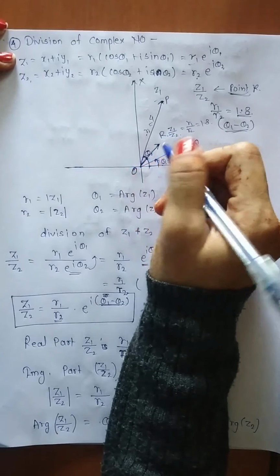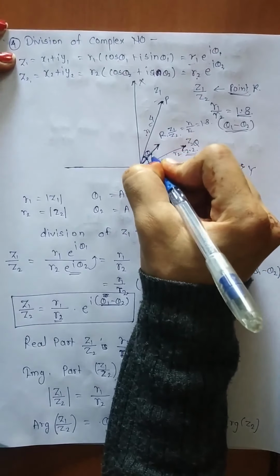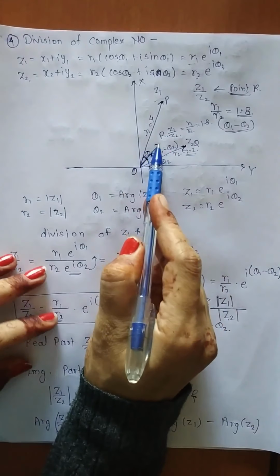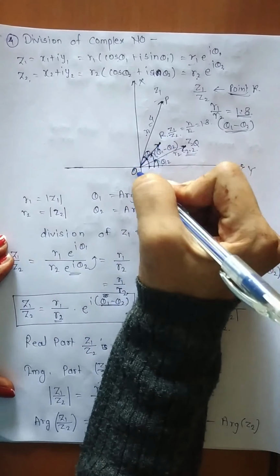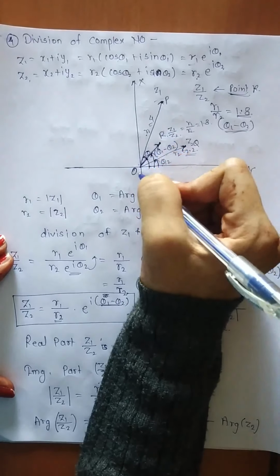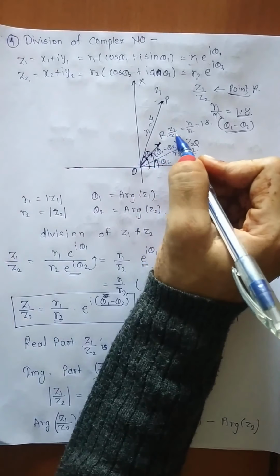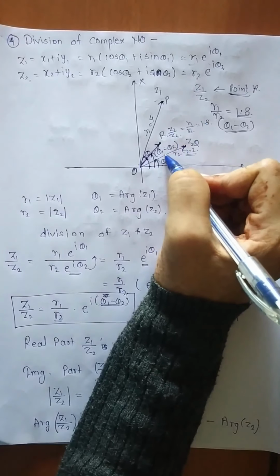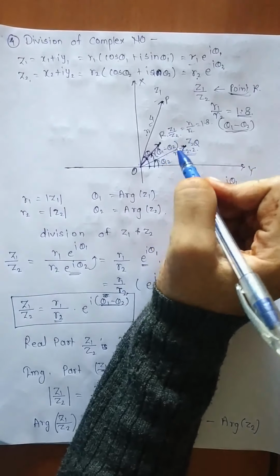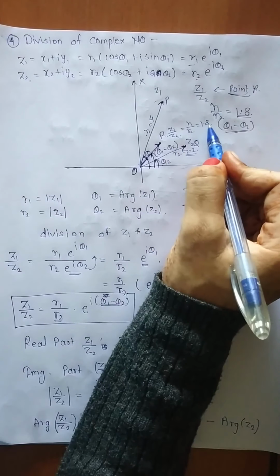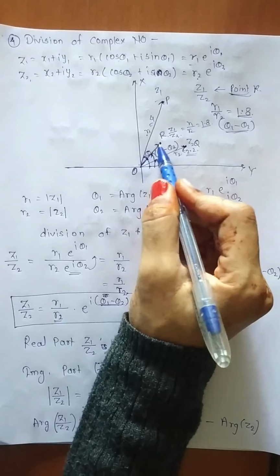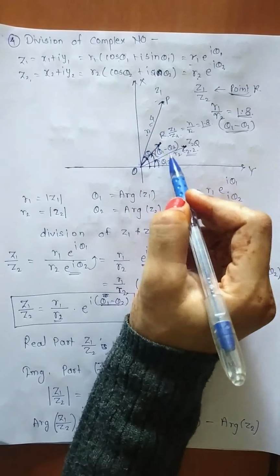And this angle now. How much is this angle? Theta 1 minus theta 2. So this vector, position vector of R, is given by OR bar. This position vector will represent the division of complex number Z1 upon Z2, which will have angle theta 1 minus theta 2. That is argument of Z1 upon Z2, and R1 upon R2 is what? Magnitude of this division Z1 upon Z2. So this is division represented on the Argand diagram of these two complex numbers.